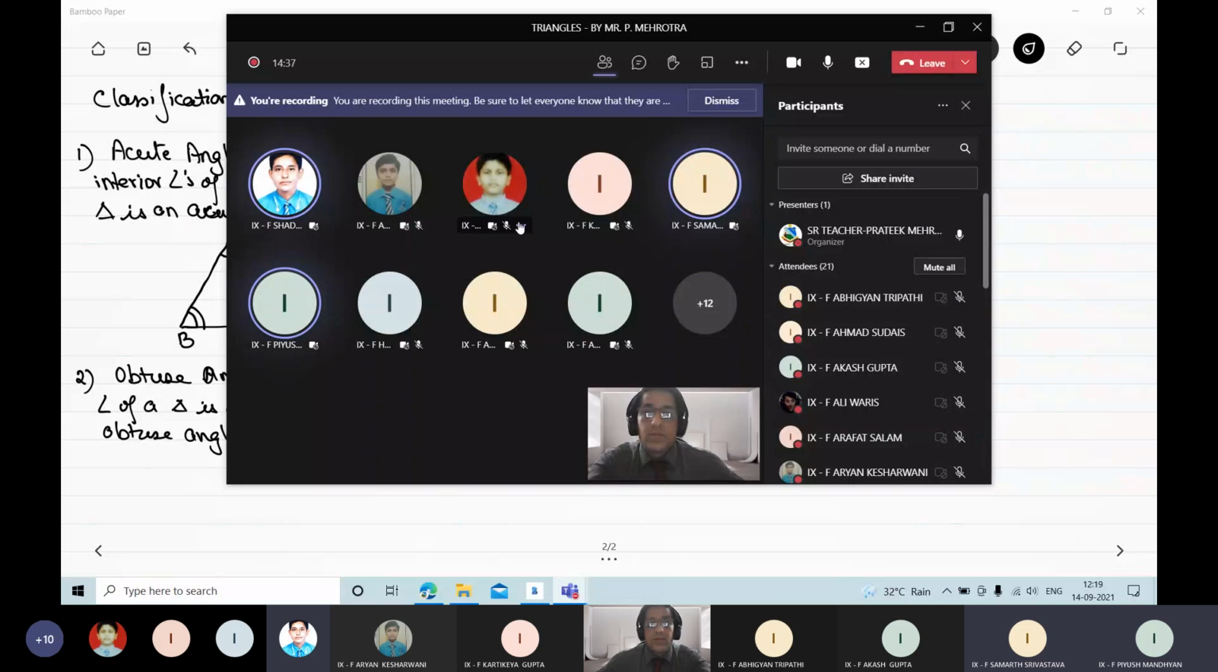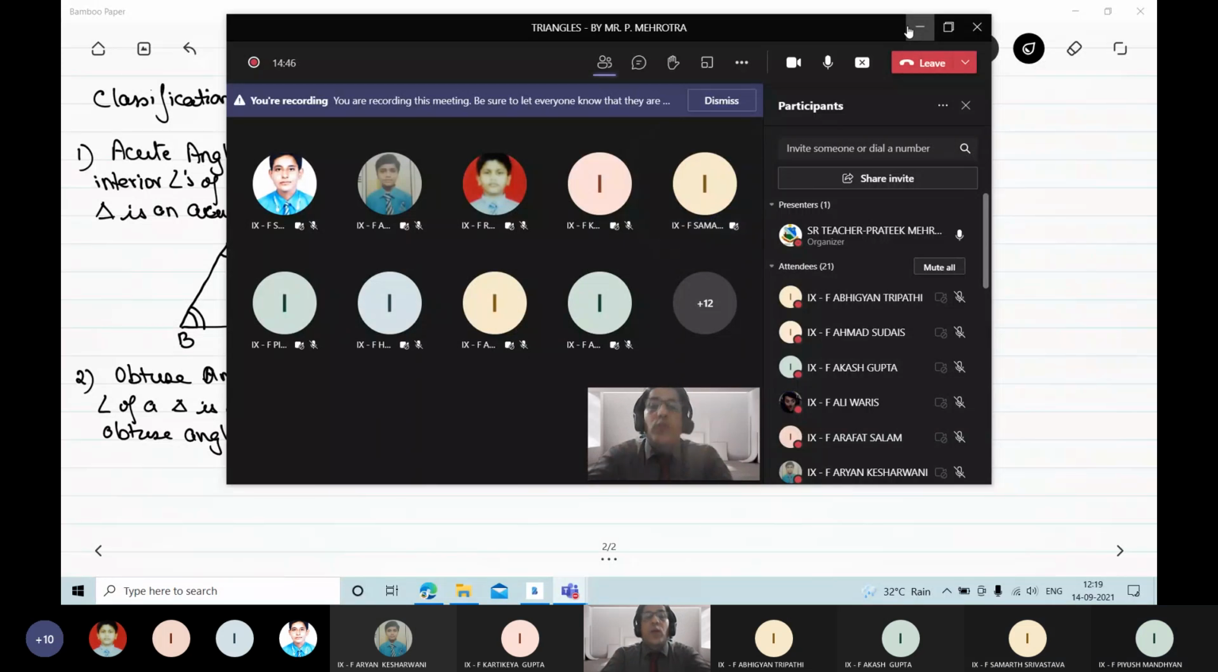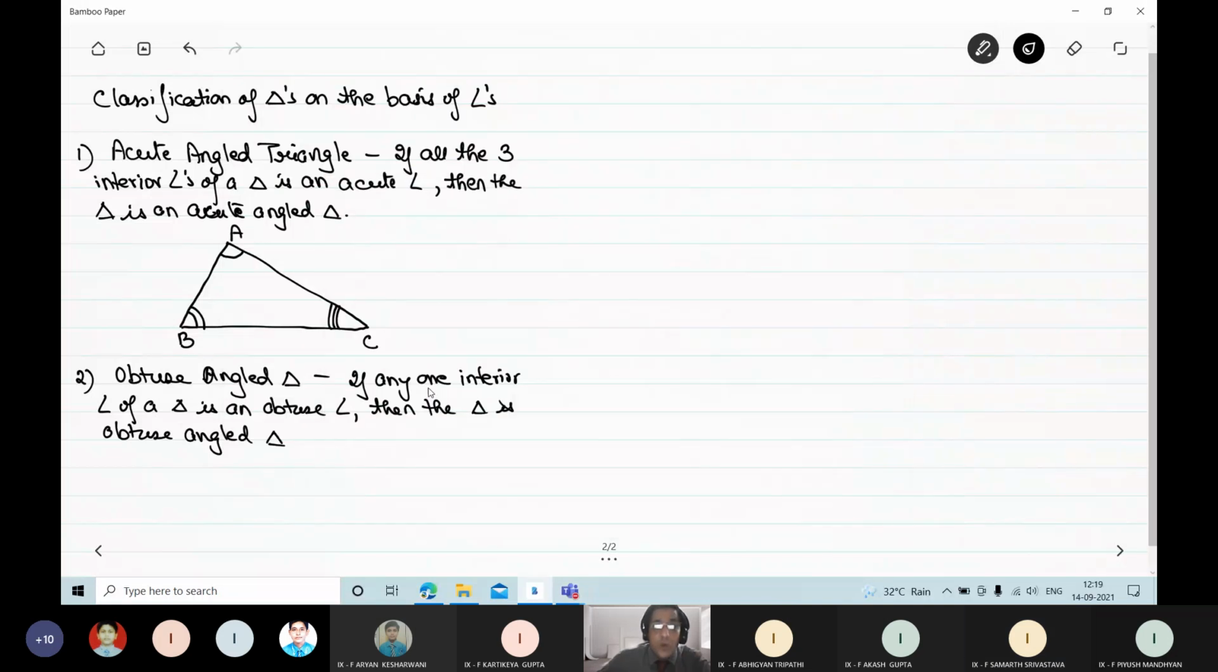So 180 degrees. If there are two angles which are greater than 90 degrees, you add them, the sum may be more than 180, which is not possible in a triangle. Therefore, an obtuse angled triangle can have only one interior angle that is obtuse. You cannot have more than one angle as an obtuse angle. Is this clear to everyone?